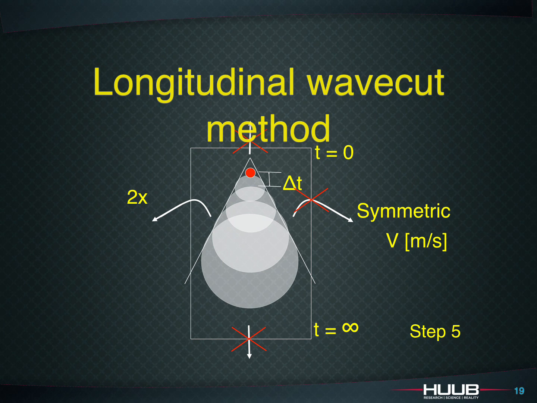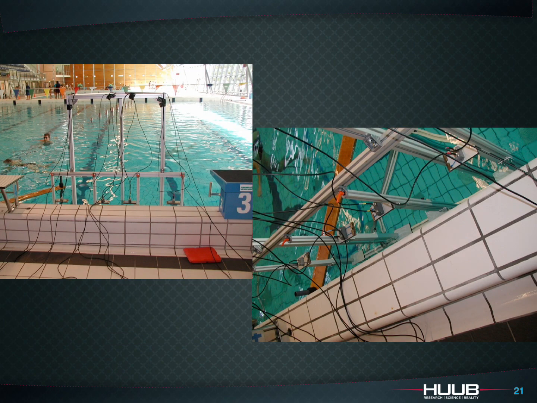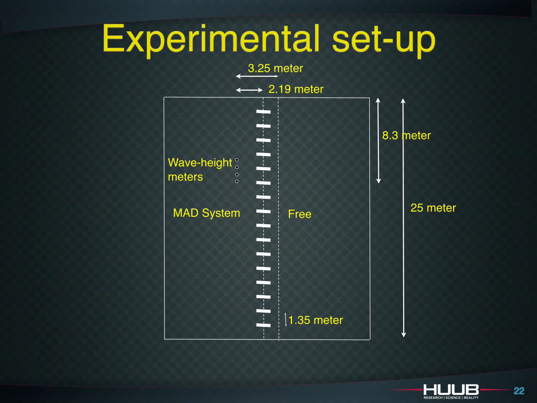So the basic idea is to place on the side of a swimmer swimming along a track devices to capture the wave height. And here you see the rig incorporating 3 sensors that measure wave height. And here you see other pictures giving an impression of how we set it up in the pool. And here is an exploded diagram.